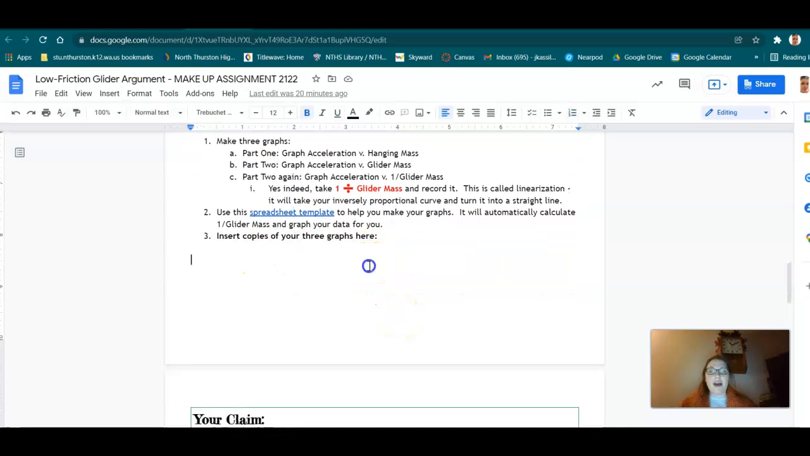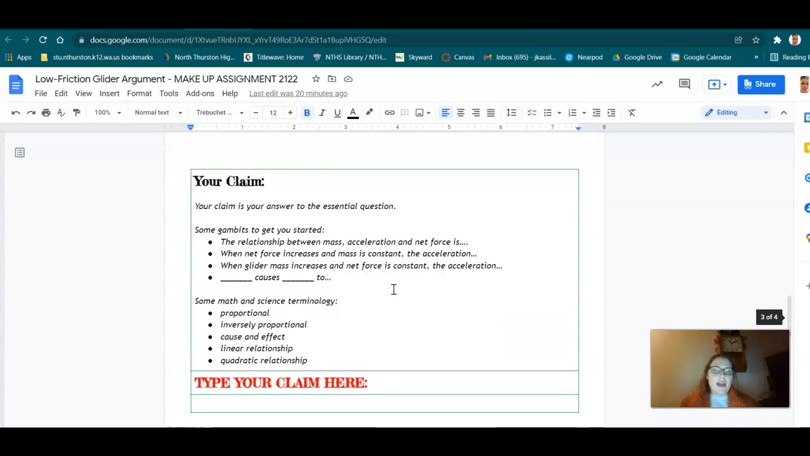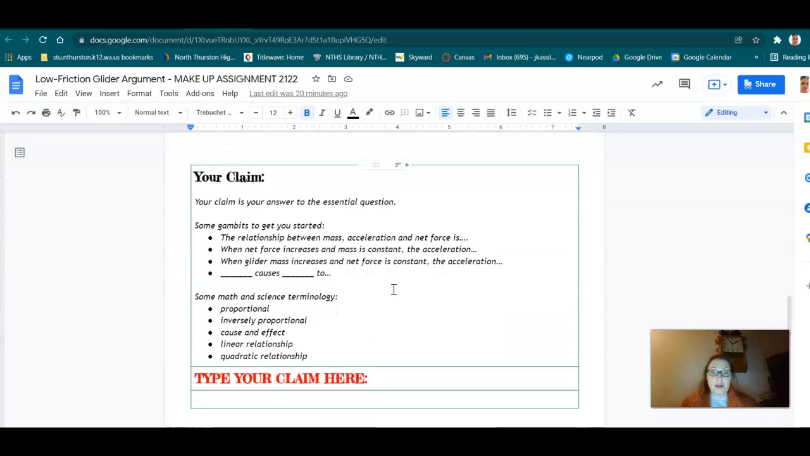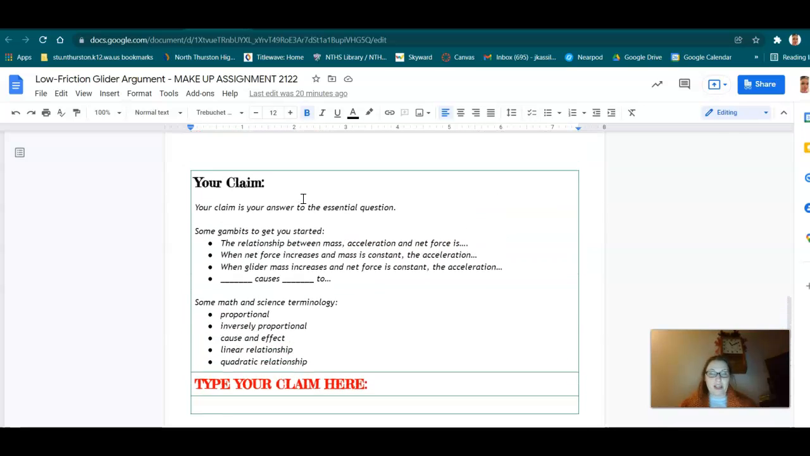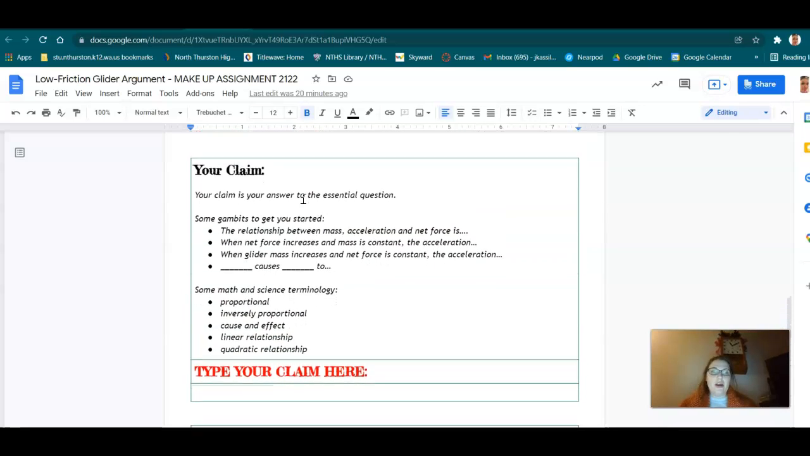Please put your 3 graphs into the lab document. Doesn't matter how big they are. You can make the thing scroll onto more pages if you want. And then your job is to write an argument. Right? This is not just a 1, 2, 3 sentence conclusion. Okay, you're not an 8th grader anymore.